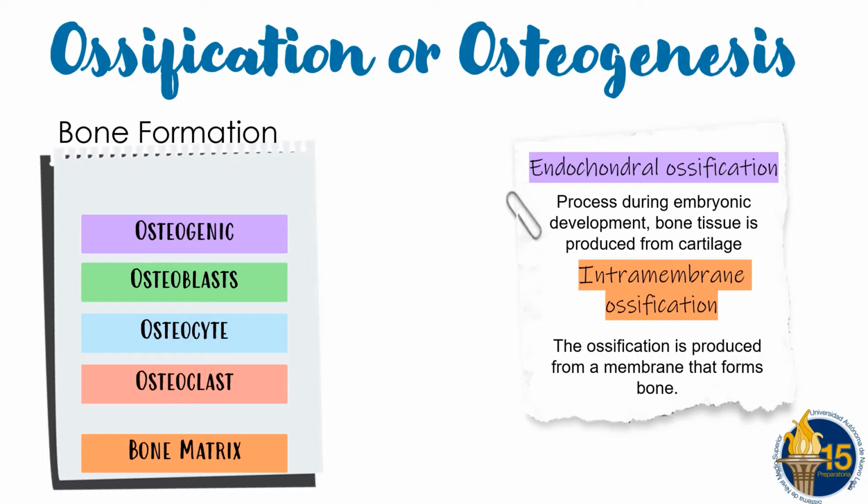Another component of the ossification is the bone matrix, which is a special tissue because it's hard and resilient at the same time. There are 2 types of ossification. The endochondral, this process occurs during the embryonic development, and the intramembranous. Here, the ossification is produced by a membrane.